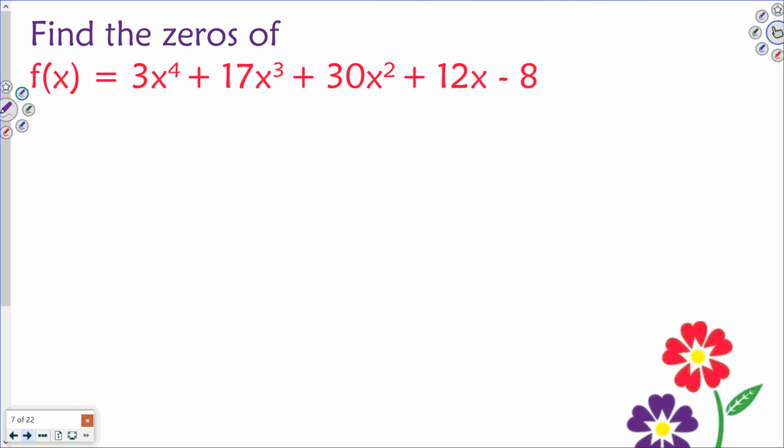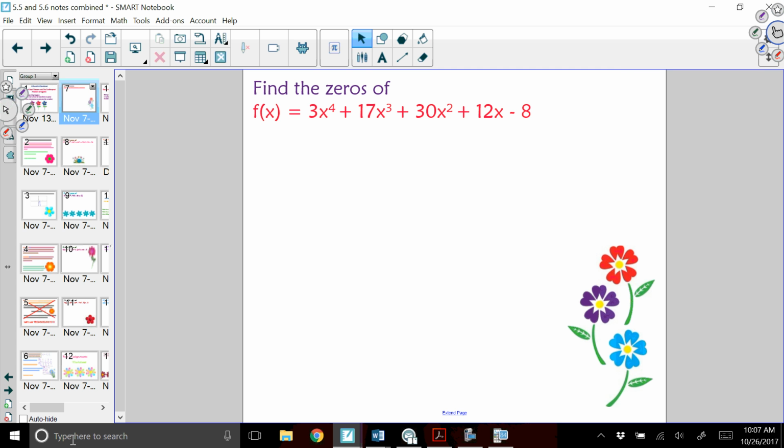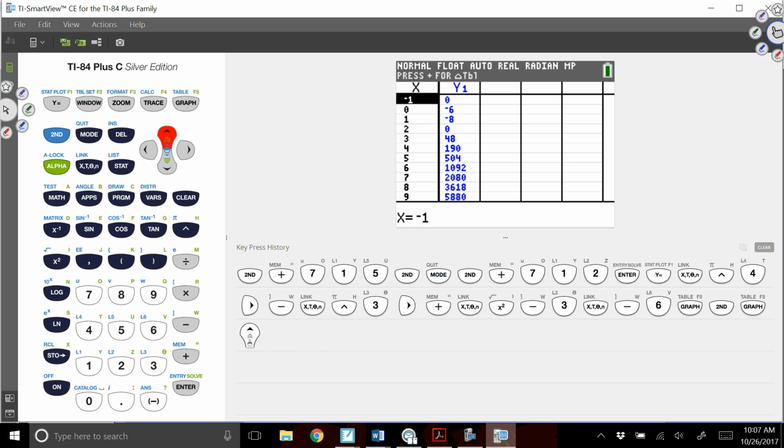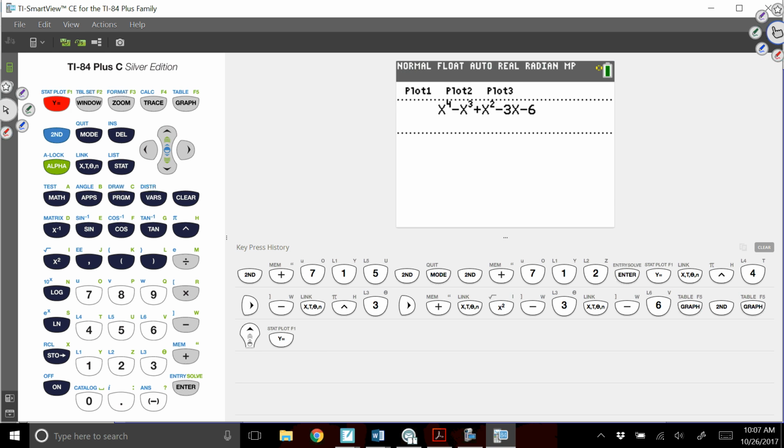All right, let's try another one. So, find the zeros of that big long thing. Can I just try to factor it from the beginning? No, there's 5 terms. I can't even attempt it. Okay, so again, let's go to your graphing calculator. Go back to y equals. Clear out what's in there, and let's type this one in.